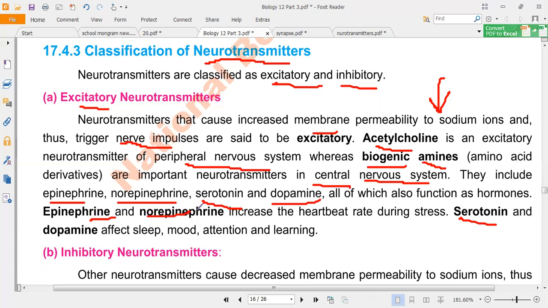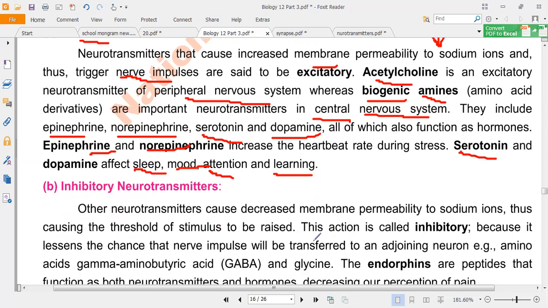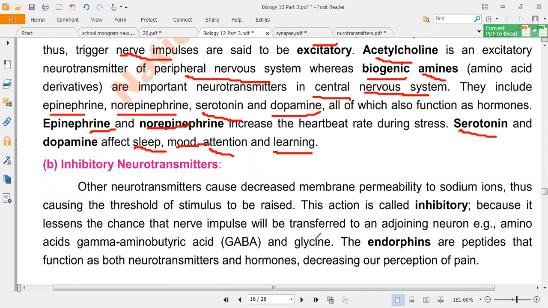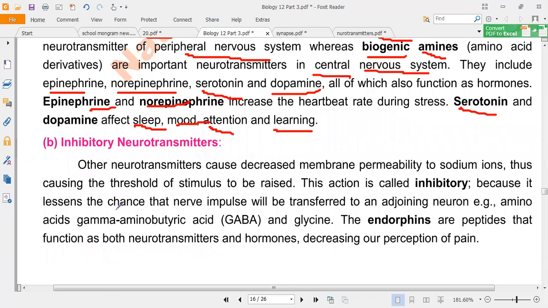Epinephrine and norepinephrine increase the heartbeat rate during stress, and we will see in the chemical coordination all about these hormones as well. Serotonin and dopamine affect our sleep and mood. Mood swings can be changed if they are increased or decreased, and attention and learning processes go on by these type of neurotransmitters.